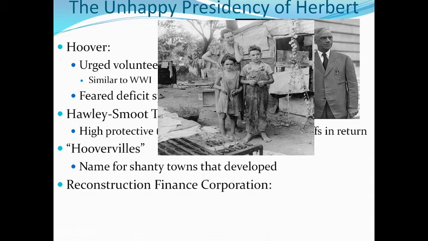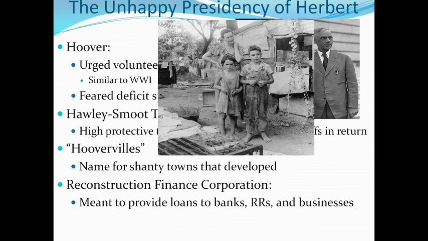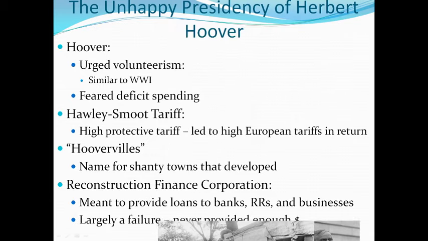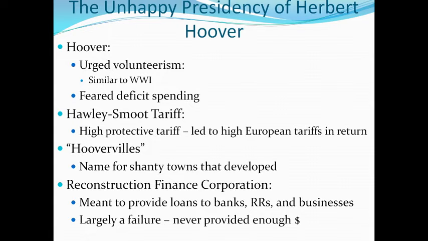Then we have something called the Reconstruction Finance Corporation, and they meant to provide loans to banks, railroads, and businesses. And the idea was that if these businesses were able to kind of get money and circulate their economy, then all of that money would trickle down to the rest of society. And this was actually mostly a failure because they were never able to provide enough money to be useful.